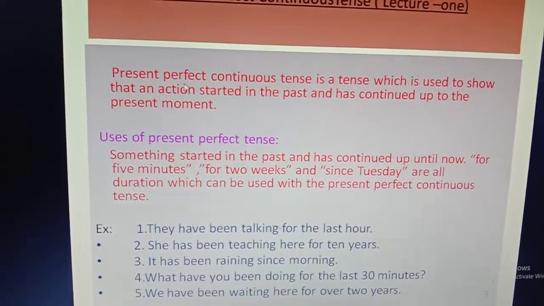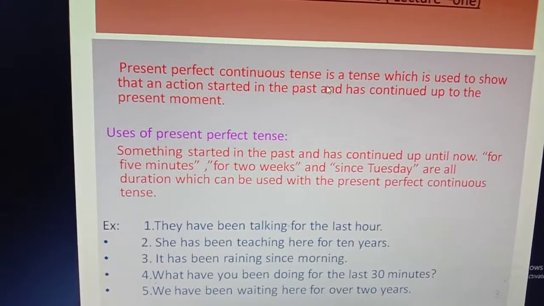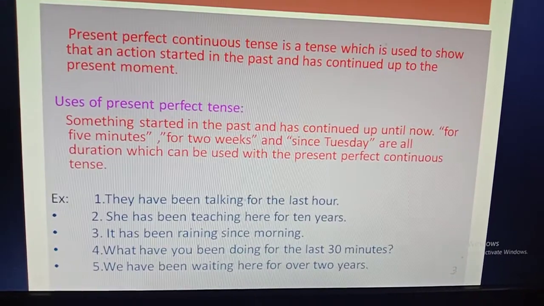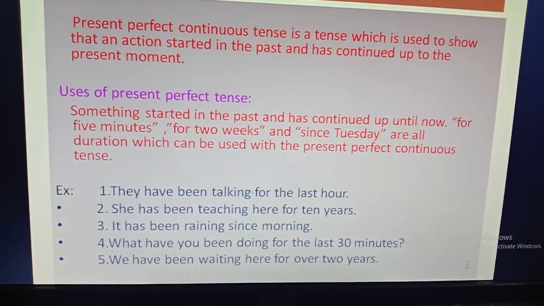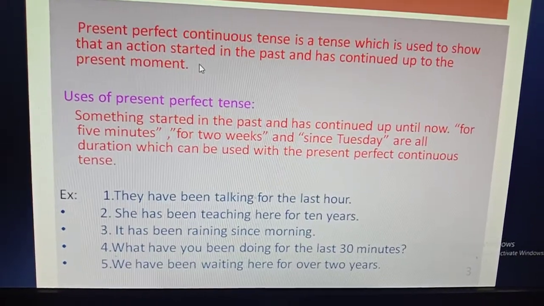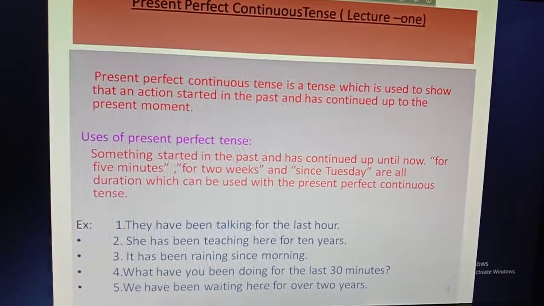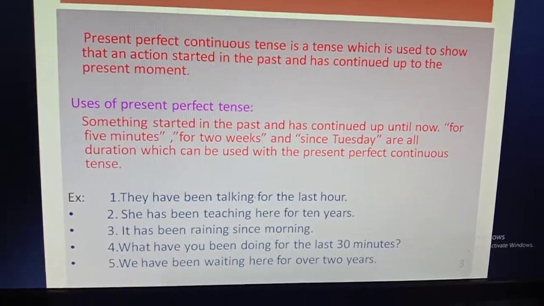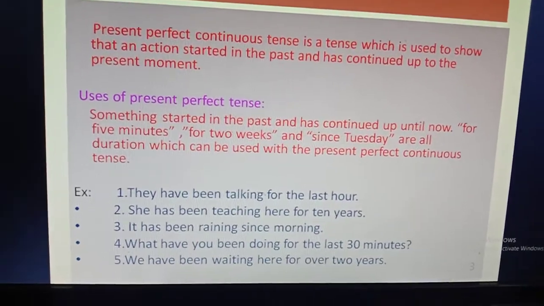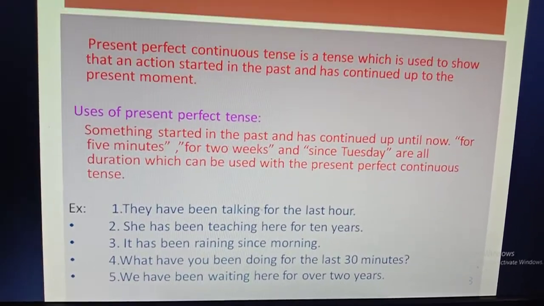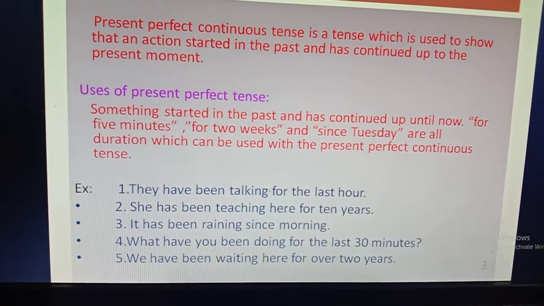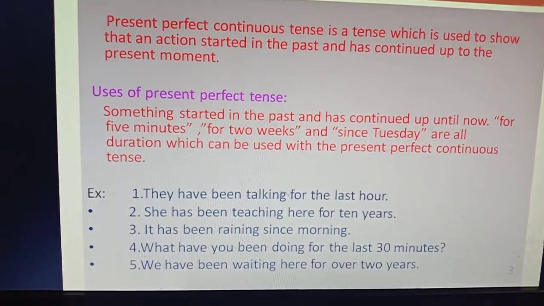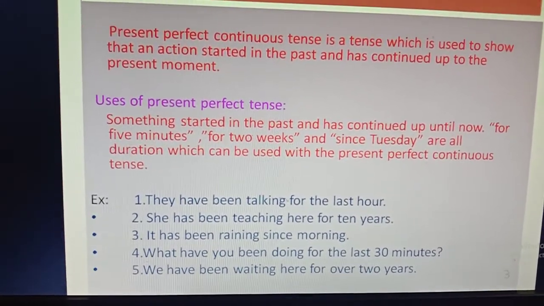Here is the definition. Present perfect continuous tense is a tense which is used to show that an action started in the past and has continued up to the present moment. So what is the difference between present perfect tense and present perfect continuous tense? In present perfect tense, you started a work in the past and you have finished it in the present. And in present perfect continuous tense, you started the work in the past and you are still doing that work now. So this is a continuing action that you started in the past and you are continuing till now.